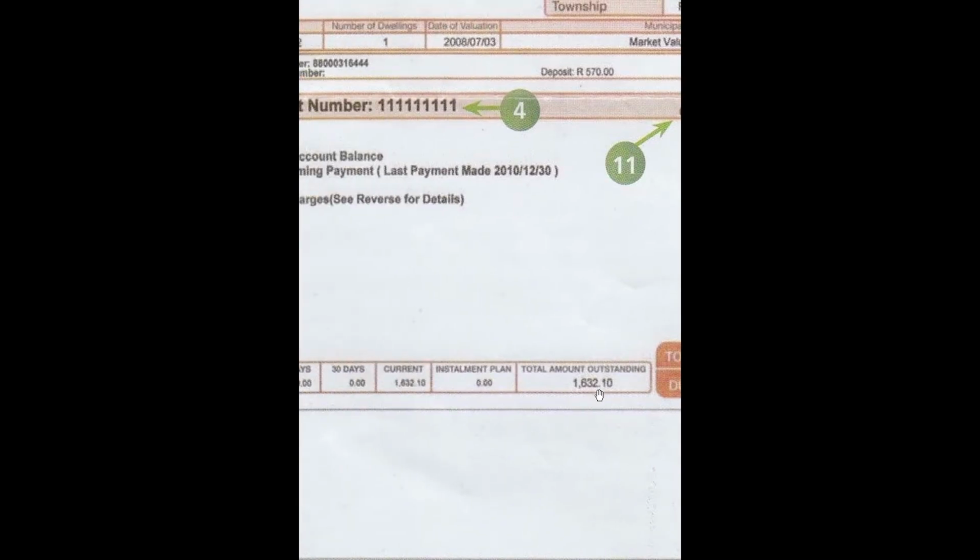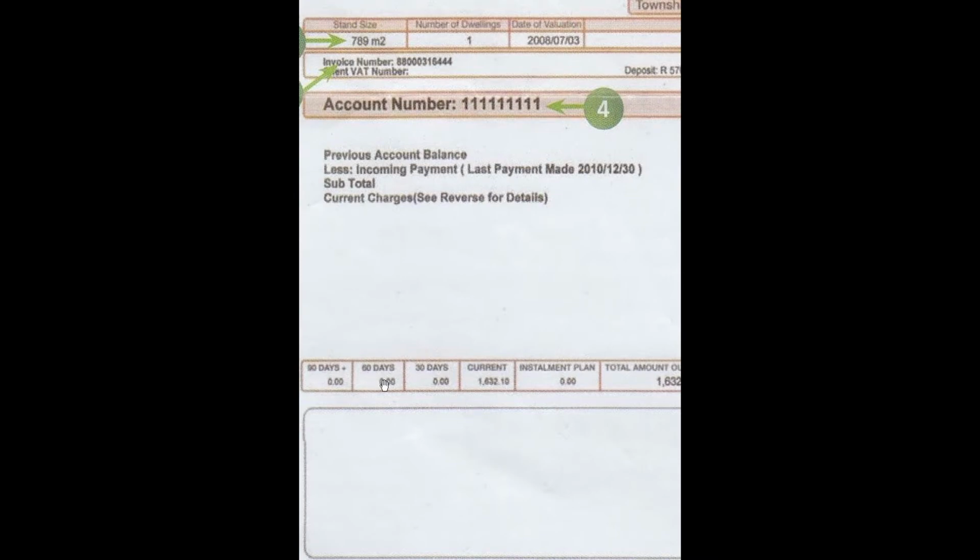And then the current charges are 1,783 Rand, which then means, when we look at this, the total due you can see is 1632. It's less than this. Why? Because that credited amount needed to be taken off of this in order to give us our total due. When is it due? At the end of January. There you see total amount outstanding. There's nothing for the other days except current.